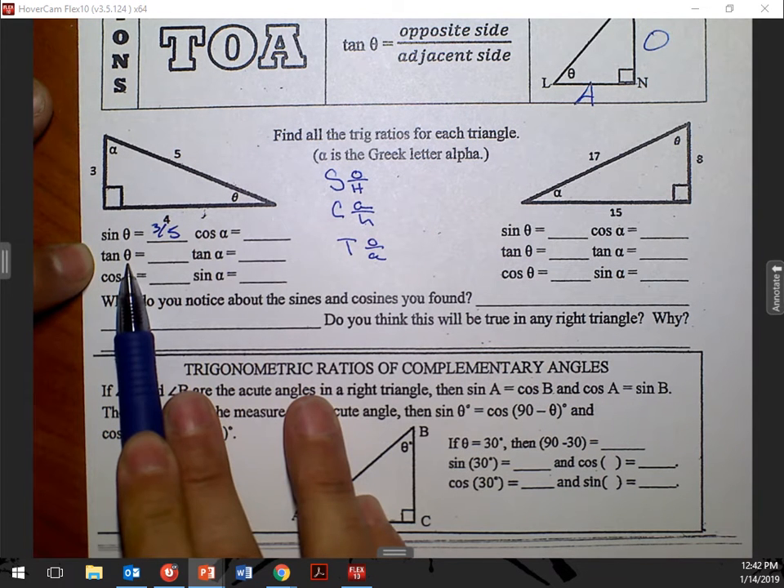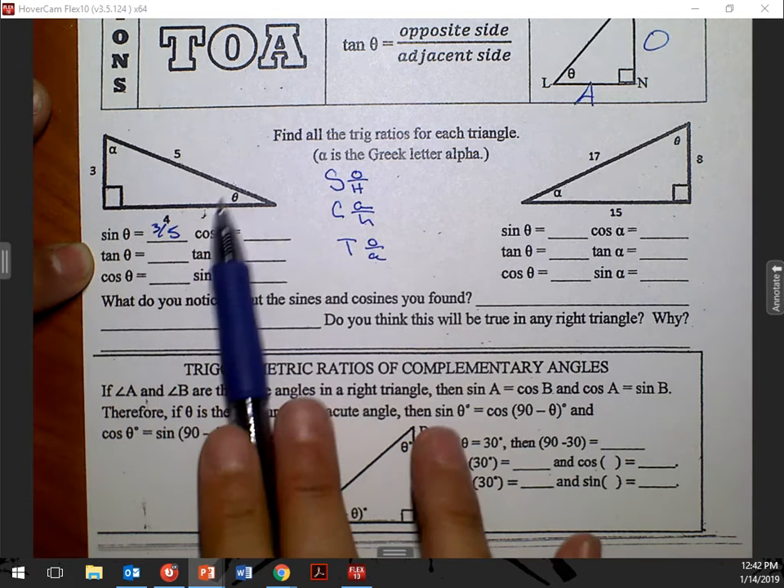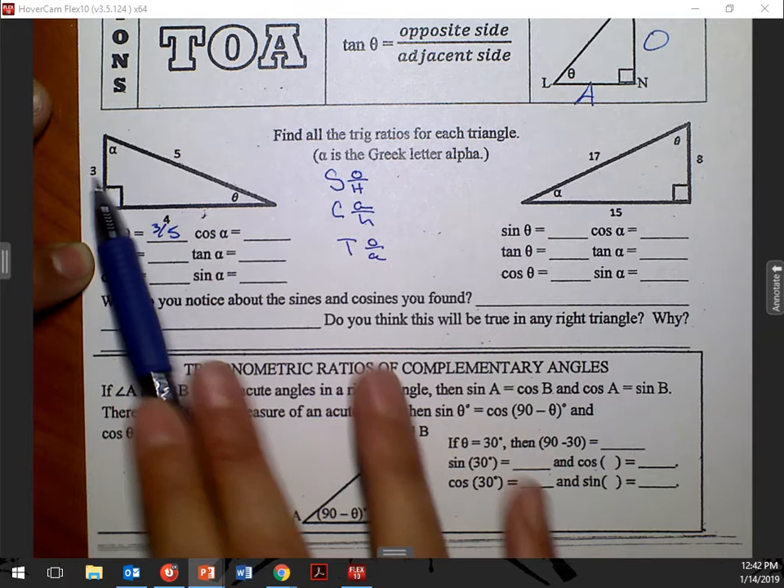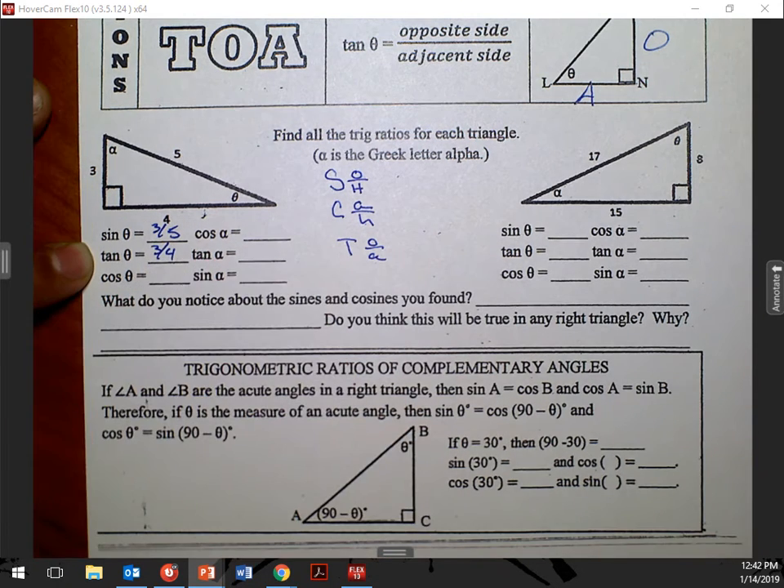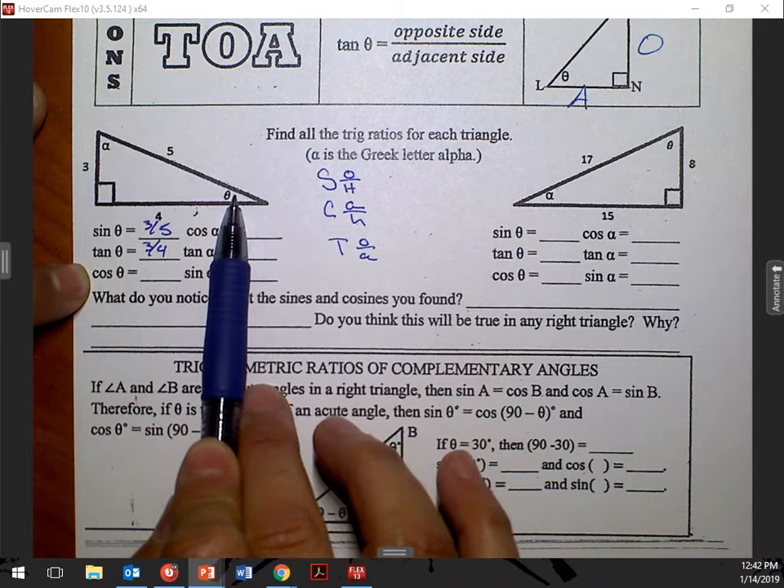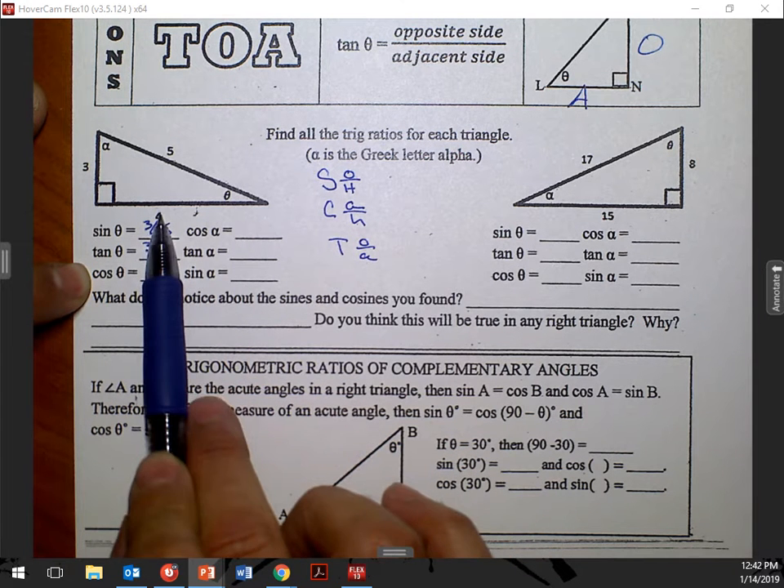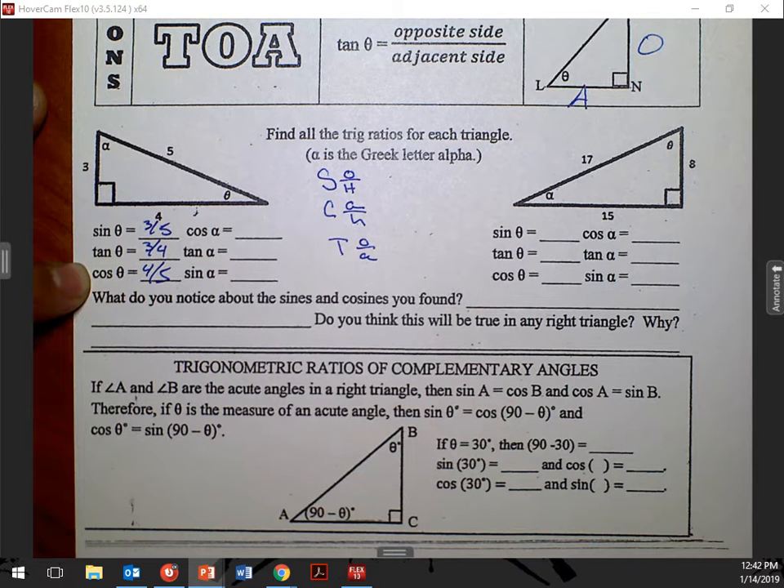Now, let's look at tangent. Tangent is opposite over adjacent. So from theta, opposite is 3. Adjacent is? 4. So 3 over 4. Cosine, from theta. Cosine is adjacent over hypotenuse. So adjacent is? Hypotenuse is? This is getting pretty easy now?